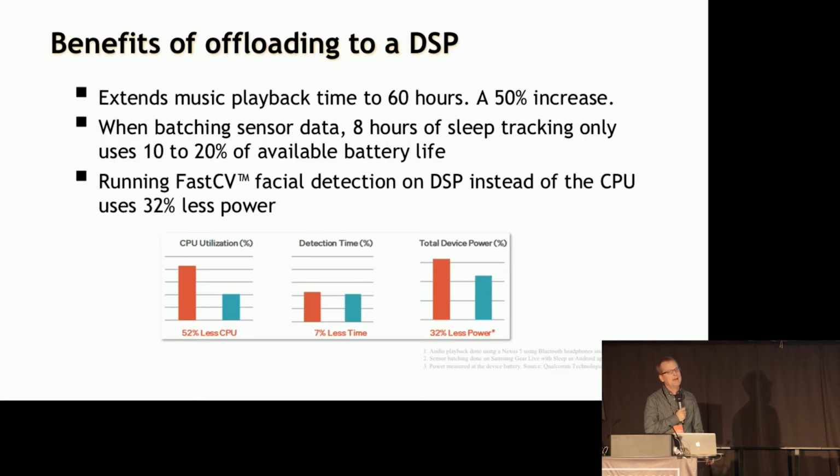You can save a lot of power by offloading to a DSP. This should give you some examples. It extends music playback time 50% to 60 hours. If you do something like sleep tracking, it has a dramatic increase on battery life. Facial image recognition type things, significant increase. I'm doing a lot now with VR headsets, and we're running a lot of things. We have 6-DoF tracking, and we're doing all that in the DSP, and it really helps to reduce power.